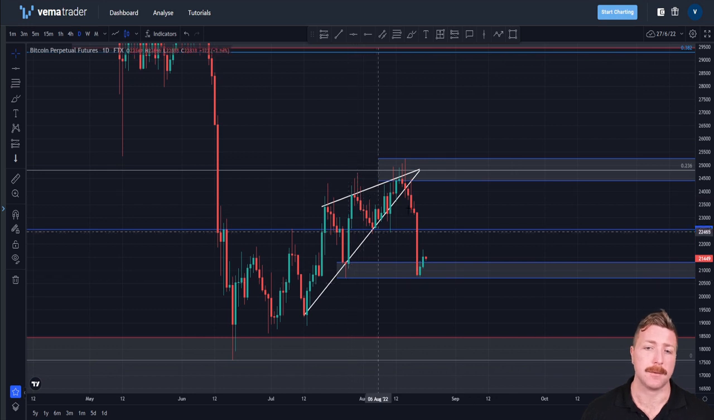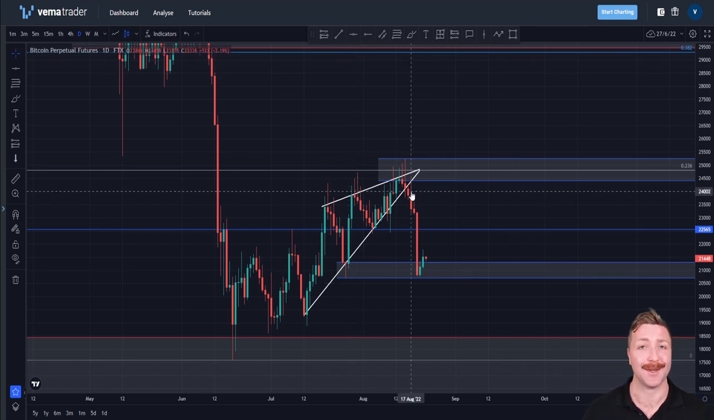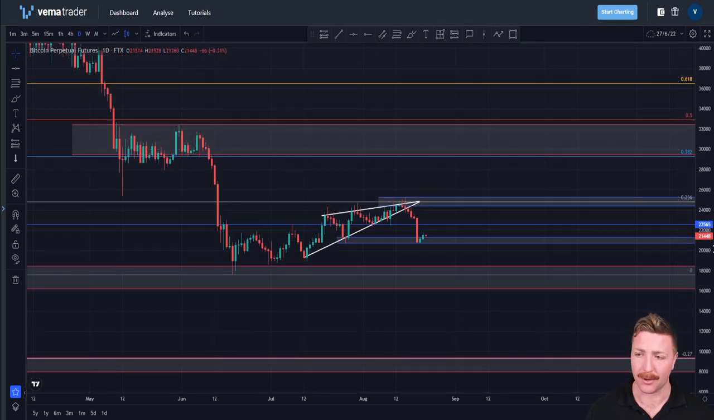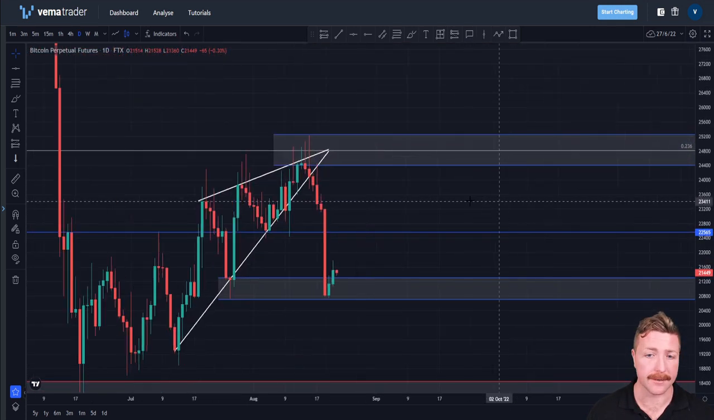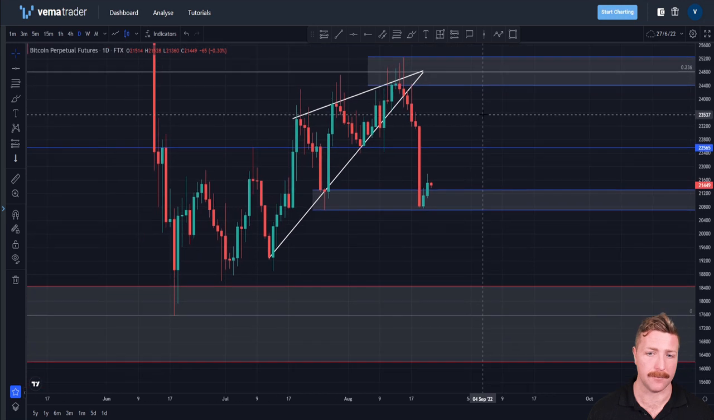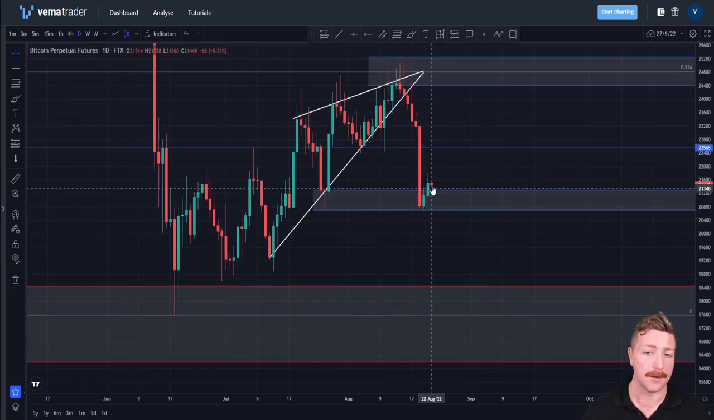A bearish wedge is typically, an ascending wedge is typically a bearish pattern, especially after a prolonged move down like that. We've now seen that break down, so not a great sign for Bitcoin at the moment. We have seen a bit of a buyback over the last 2 days, but not a whole lot, and that's kind of what you'd expect after a move like that, right?